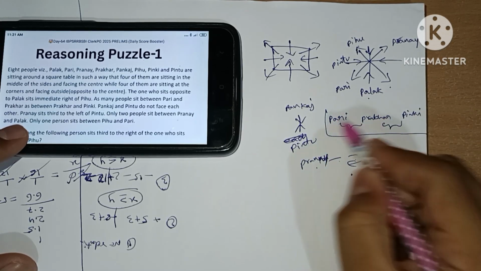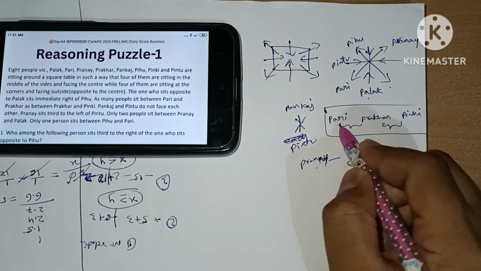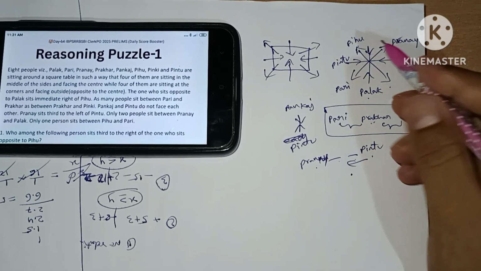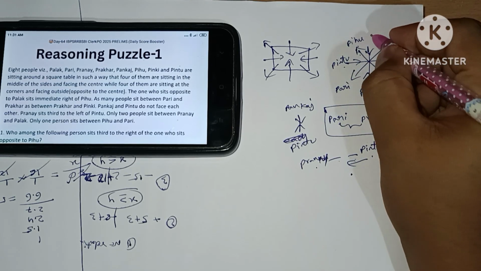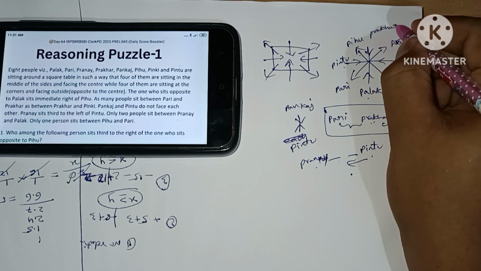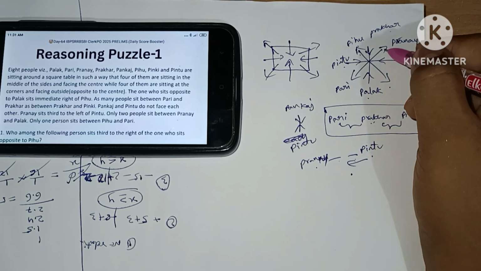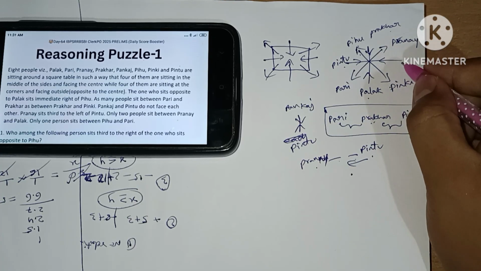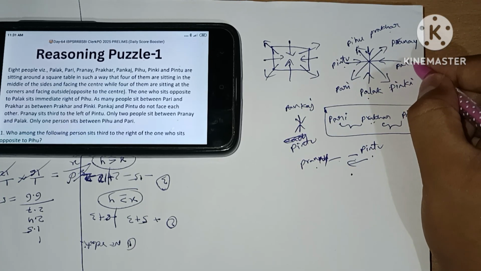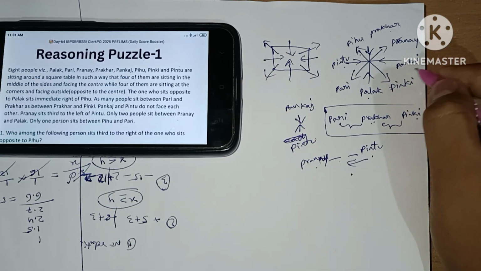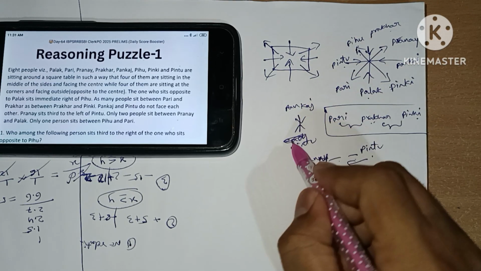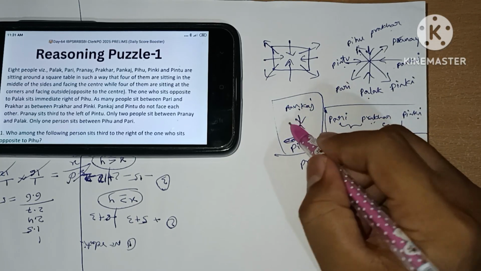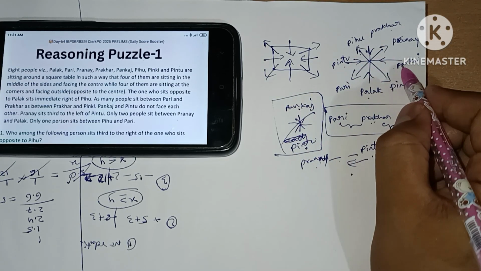And the last statement we have is this one: as many persons sit between Pari and Prakahar as between Prakahar and Pinky. 1, 2, this is Prakahar's place. Prakahar means in between 2. 1, 2, this is the place for Pinky. And there is only one person left, which is Pankaj. So this is the sequence we got. But this statement doesn't satisfy here. Pankaj does not face Pintu, but here is facing Pintu.